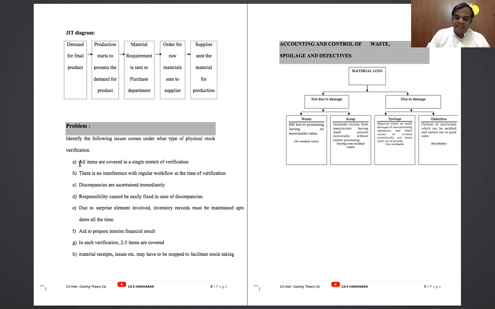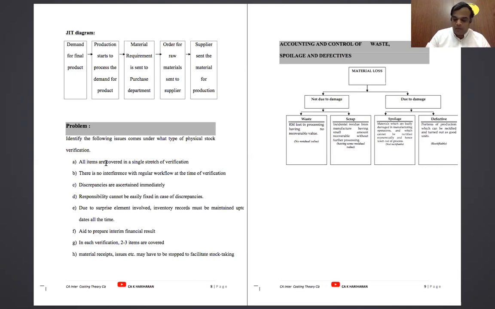Responsibility cannot be easily fixed in case of discrepancy: then perpetual inventory system. Due to surprise element involved, where is the surprise element involved? Continuous stock taking only. So, due to surprise element involved, the inventory record must be maintained up to date at all points of time, called continuous stock verification. To prepare interim financial reports: which one? Continuous stock verification, continuous stock taking. In each verification, 2-3 items are covered: where? Continuous stock verification. Perpetual inventory, 2-3 days to complete the work itself. Understood? All the items.